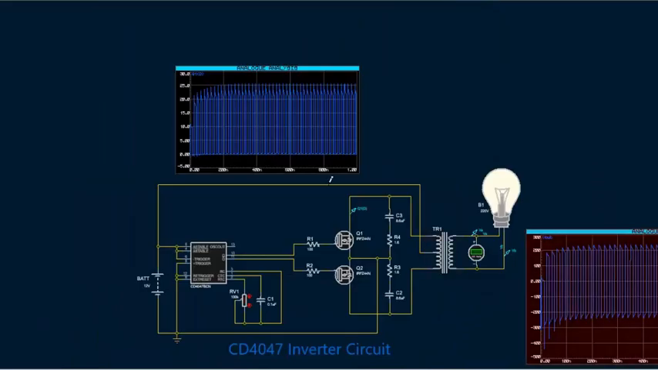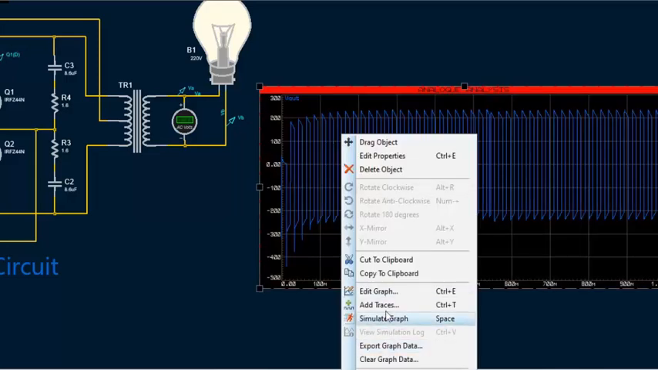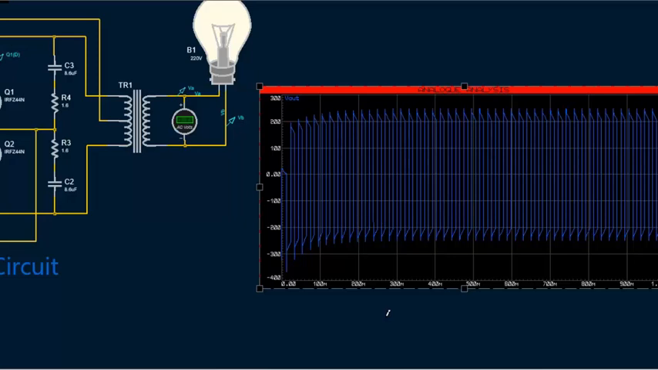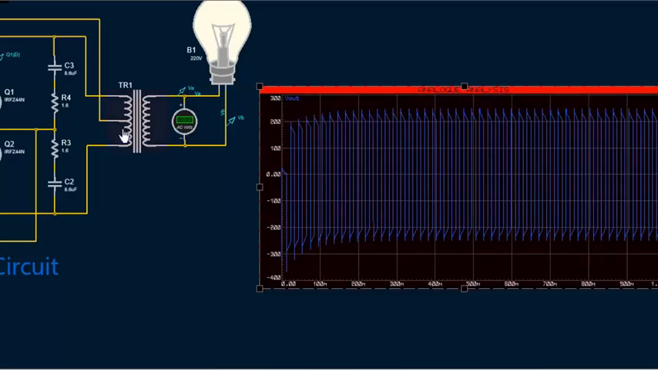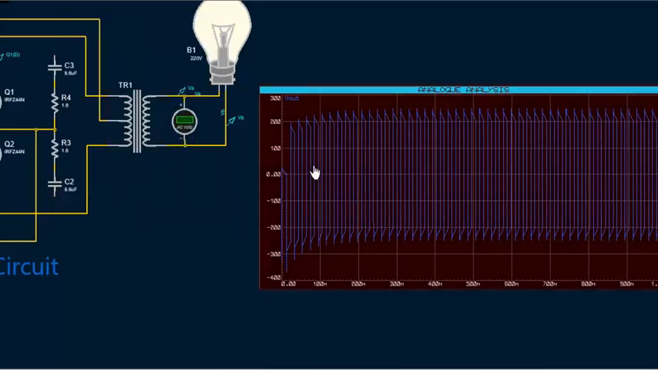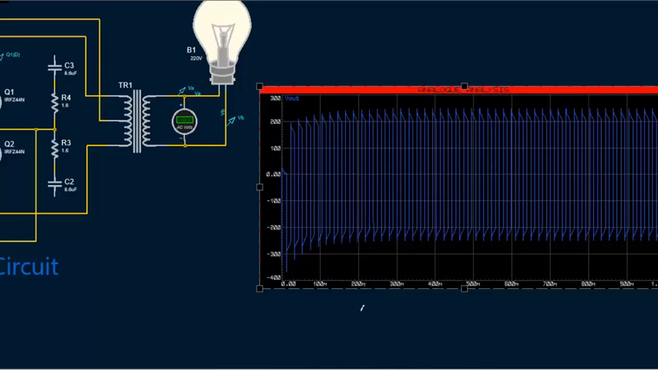Now I will simulate the inverter 220 volt AC differential output signal with the RC snubber circuit connected. I will again disconnect the snubber circuit to show the difference in the inverter output signal waveform when the snubber circuit is connected and disconnected.